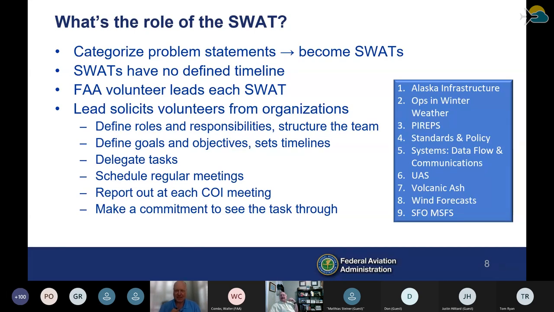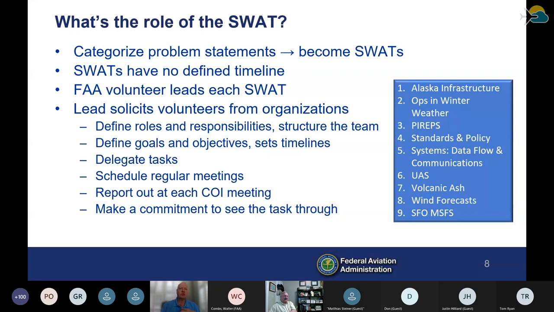We'll talk later. All right, so what is the role of a SWAT? So all those 37 problem statements had some commonality among them. As you might guess, PIREPS. That's what really kicked off the community of interest. It's been an ATO top five for 6 years now, I think. So we had multiple problem statements on PIREPS.